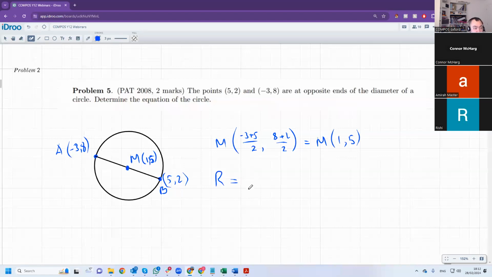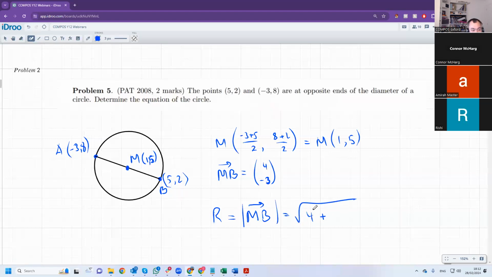You can use the distance formula, or you can use the modulus of a vector formula. You can find the modulus of the vector MB, because MB is the radius. Vector MB is a column vector, 5 minus 1, that's 4, and 4 minus 3... the length of that vector is the square root of 4 squared plus minus 3 squared, and that's going to be 5.